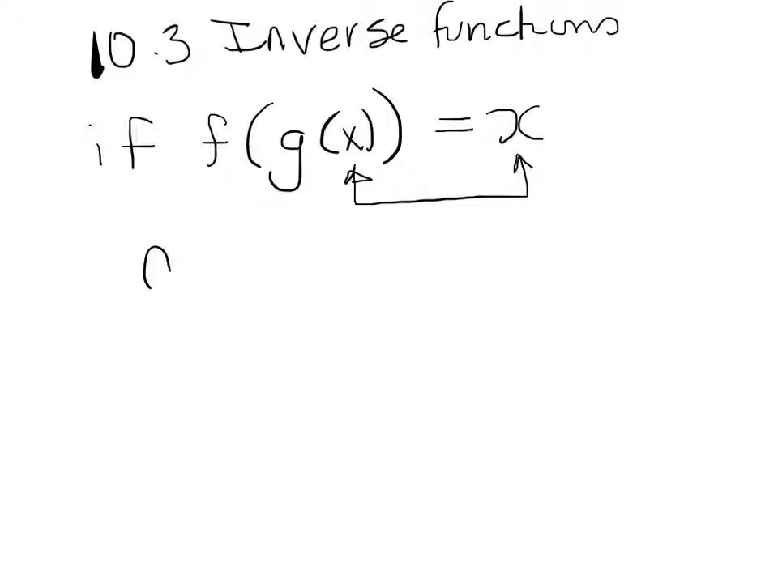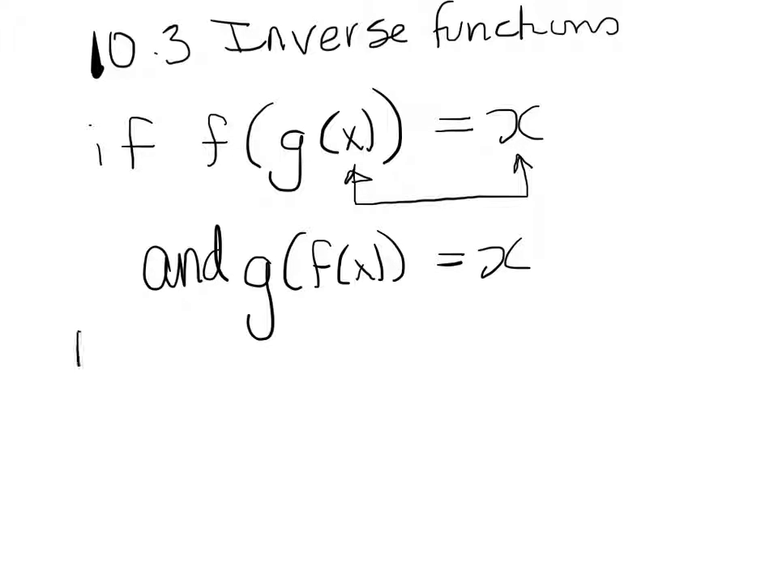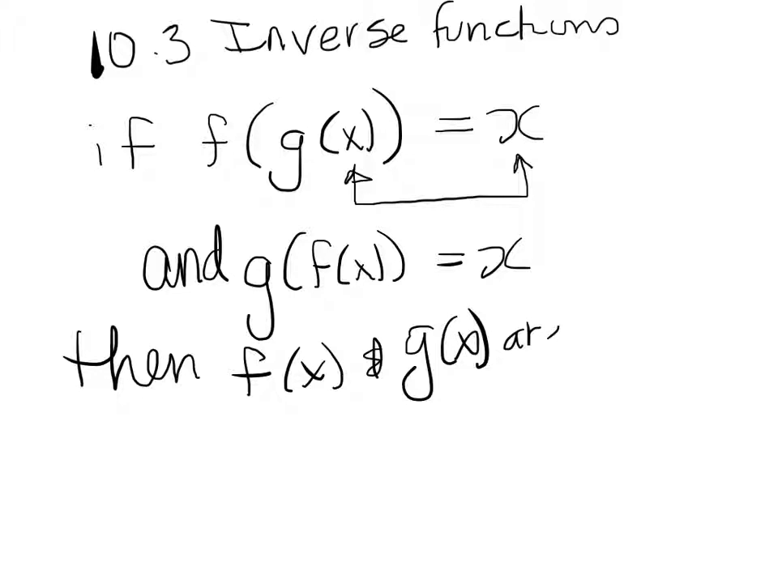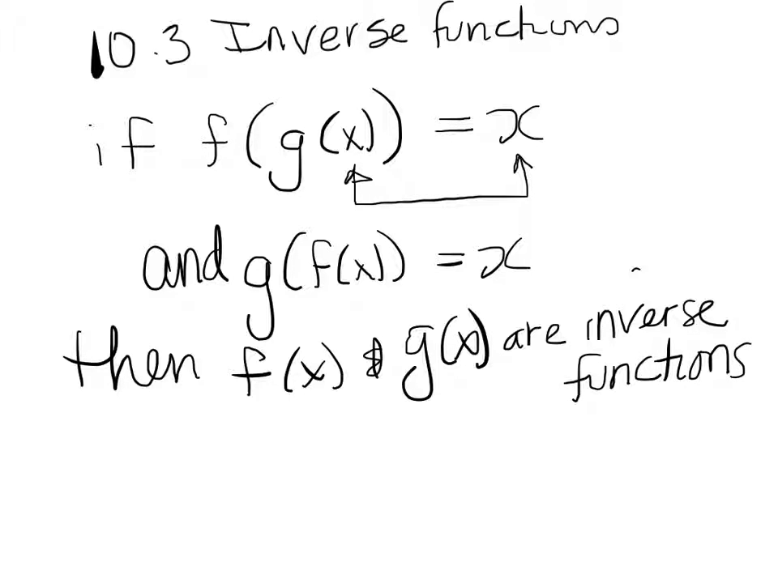And it works both ways. So if you take g composite f of x, it has to work both ways. Then we say that f and g are inverse functions. And it's kind of interesting, another way to think about it is that they are undoing one another. I took g of x, and then I really undid it with f of x so I could get back to the x. So these two things kind of undo one another.